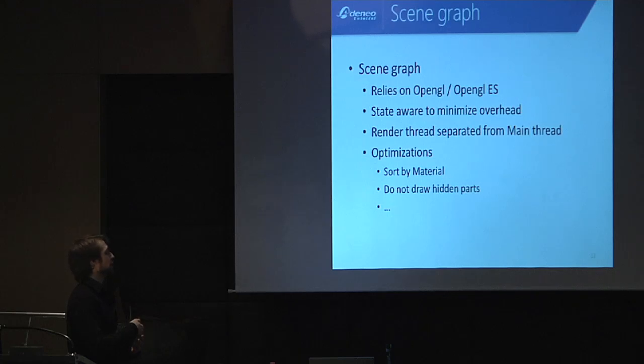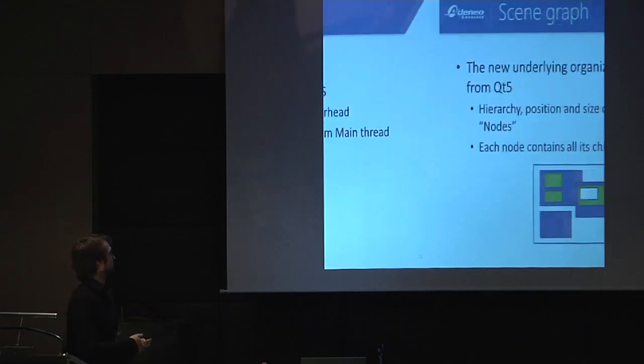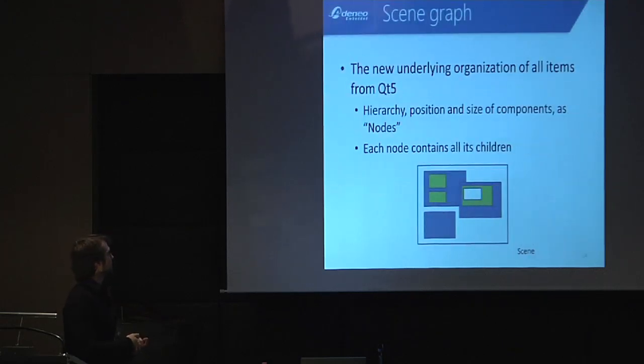A few optimizations that the scene graph does are, for example, sorting all your objects by material, not drawing all the components that are hidden, etc. OpenGL optimizations just to reduce the processing time. And it also now runs in a render thread, which was not the case before, and which is actually completely different than before. To describe it a bit more, because that will be useful for the next presentation.